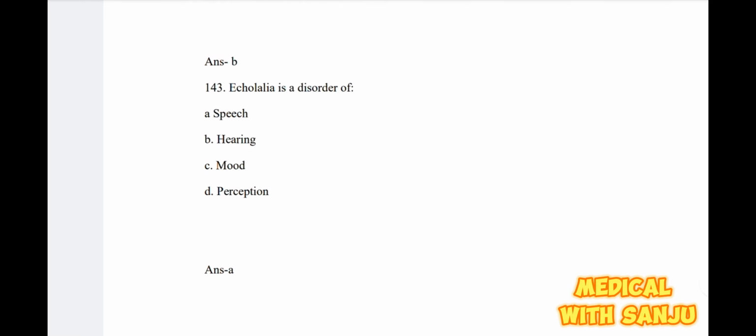Question number 143. Echolalia is a disorder of option A speech, option B hearing, option C mood, and option D perception. Echolalia is a disorder of speech. Option A is right answer.